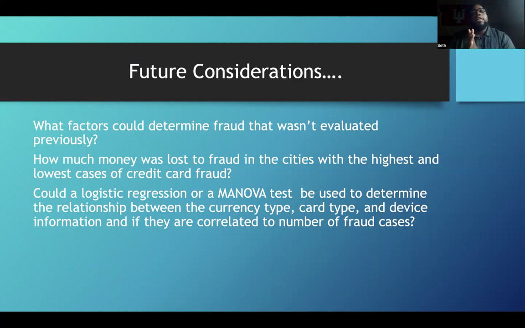And then could logistic regression or a MANOVA test be used to determine the relationship between the currency type, the device type, and the card type, and if they're correlated to the number of fraud cases? So I was thinking maybe using dummy variables for card type, currency type, and device information to run logistic regression in the future. That might actually give me some more information and give me a better p-value than 0.29. But who knows? It might be exactly the same. Might be the same with an ANOVA.